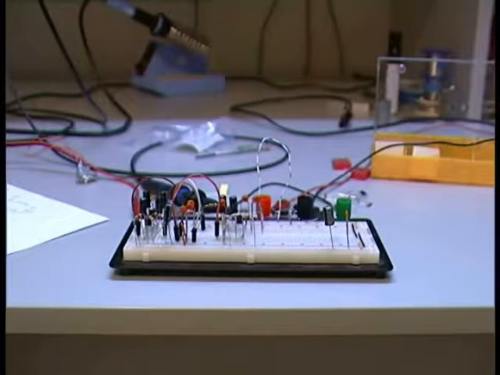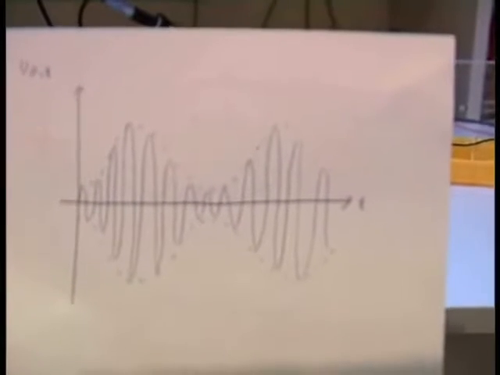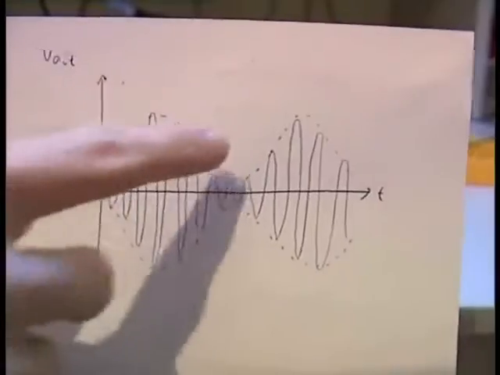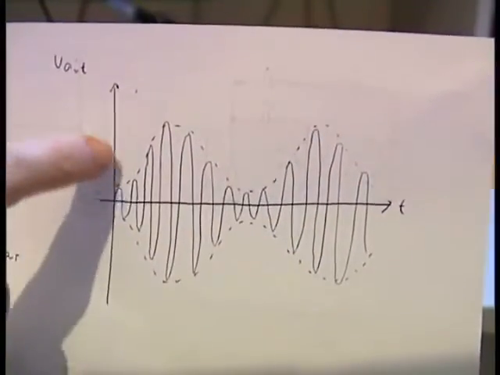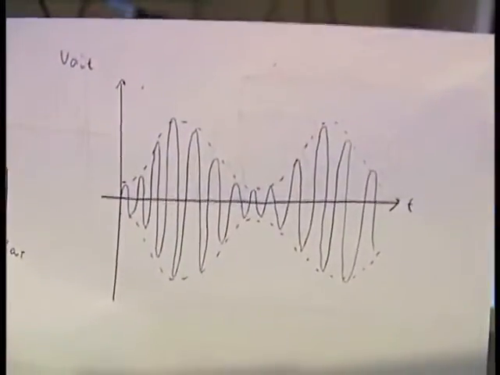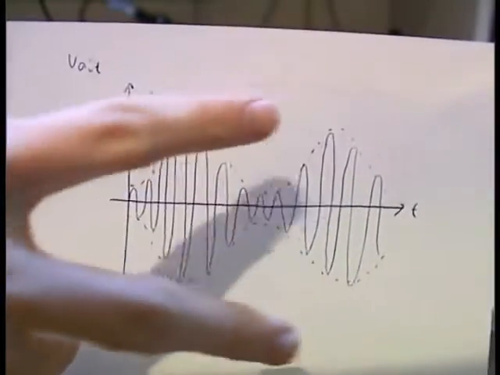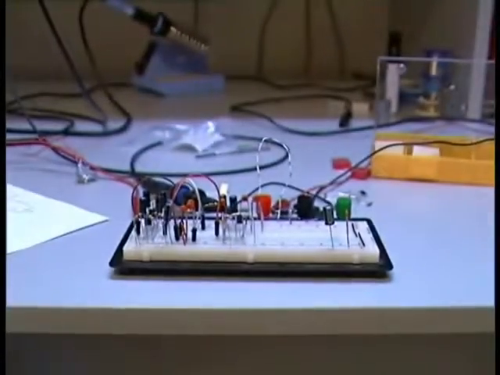AM, amplitude modulation, means that the signal level, the level of the signal or the voltage of the signal, is changed over time. Here you can see the carrier signal and here the modulated signal, and it changes the signal. You can see here the signal level. This is AM, and now I'm showing you how you can build a circuit that does AM modulation.